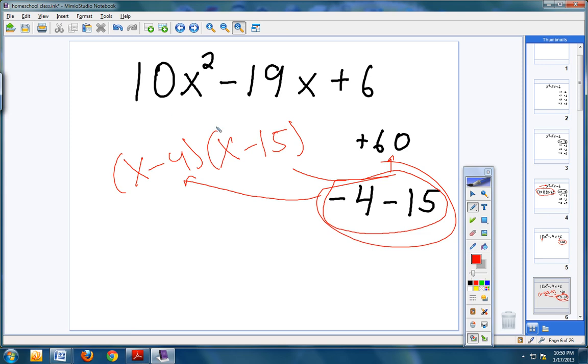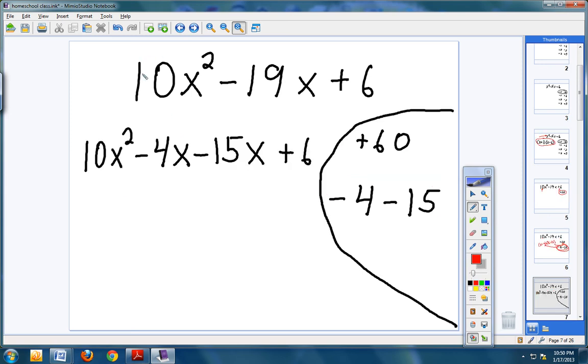So what we do is this. Do you remember what to do? We bring down the 10x squared, we bring down the positive 6, and see this -19x? It's gone. And in place of that, we took these 2 numbers right here and we put an x with them. Why did you put an x with them, Mr. Earhart? Well, because there's an x right here. So a -4x and a -15x. And then what I've taught you guys to do is to look at the first 2 terms, okay? So we've talked about this.